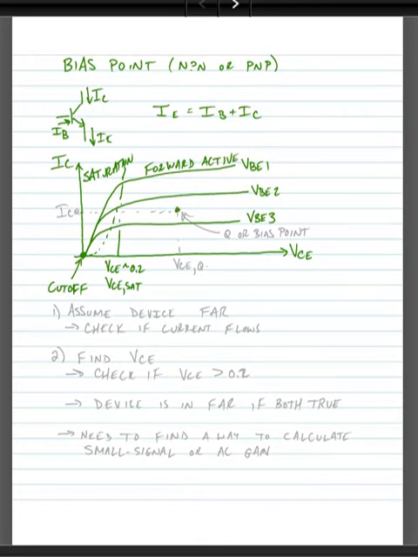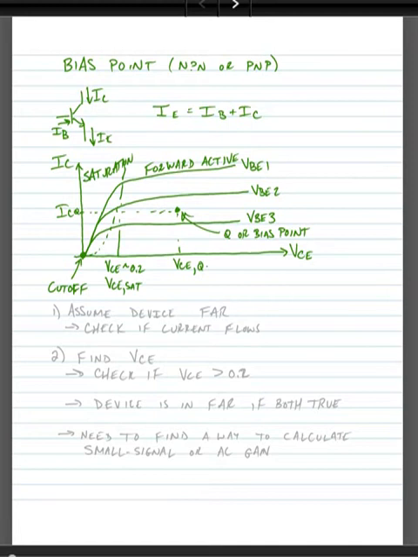We're always going to try and set what we call a Q point somewhere in the forward active region. So this is our Q, or bias point. And there's a corresponding VCE Q and a corresponding IC Q for this particular point. We're going to try and set our device into the forward active region to have some collector current in this region and some collector to emitter voltage in this region.